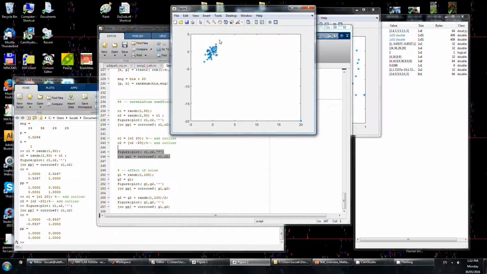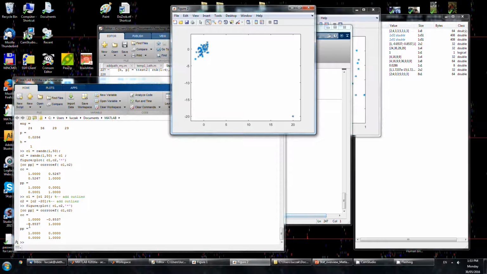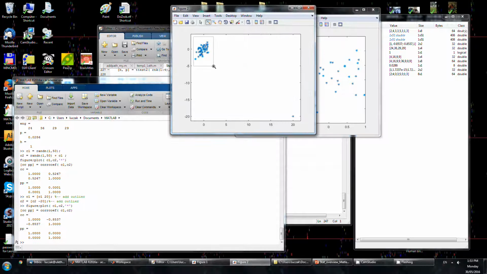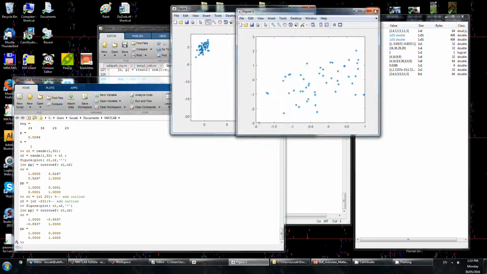This is our initial data, and the new data point is here at x 20 and y minus 20. Now if you look at the correlation coefficient, it is minus 0.8, so a highly negative correlation is found for this data set. Even though if we zoom in on this part we see a strong positive correlation, this one outlier can really change the results.